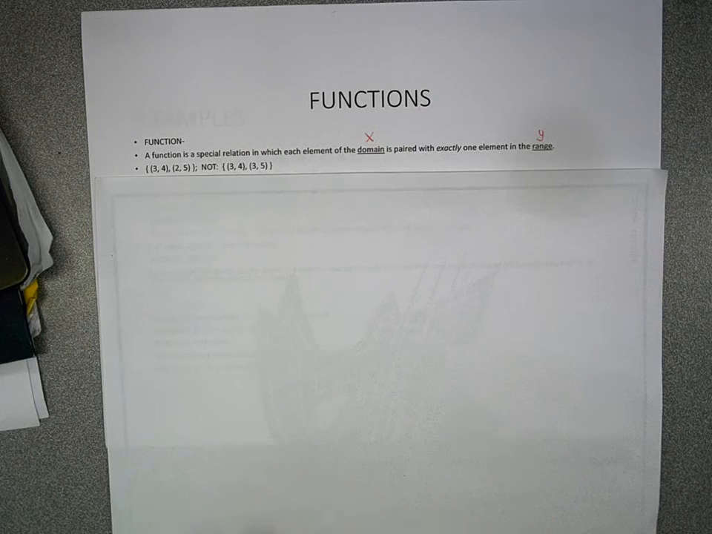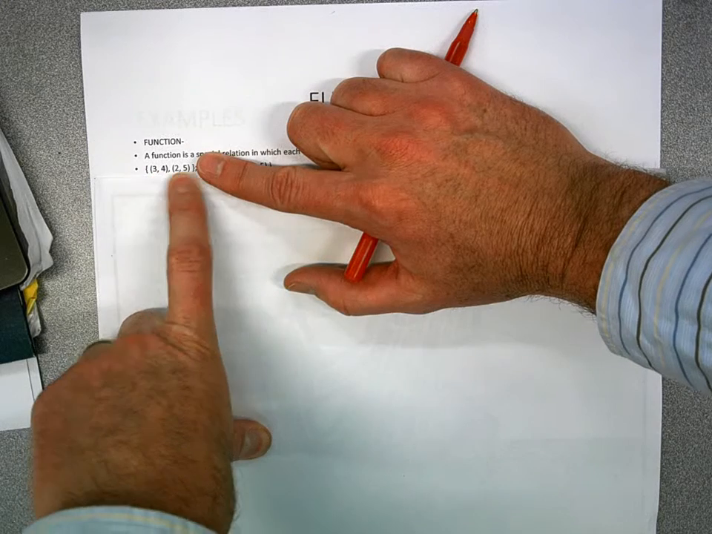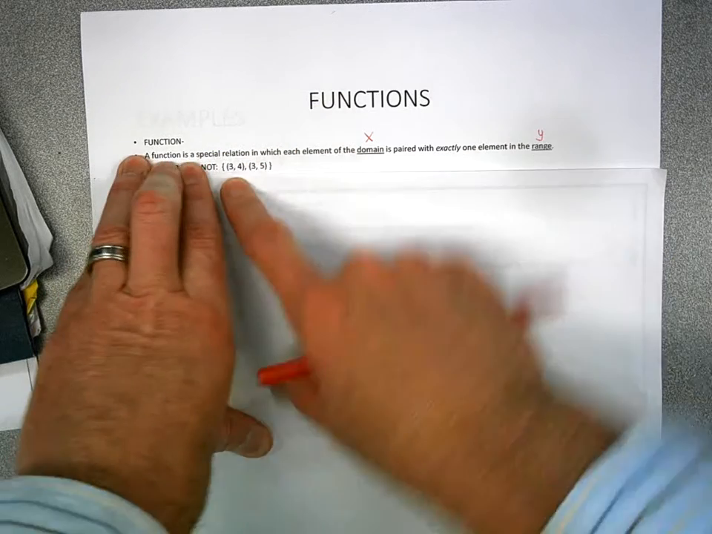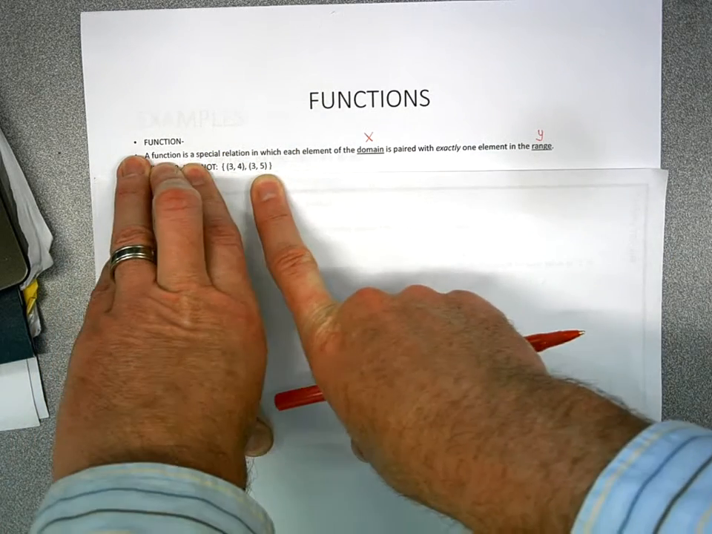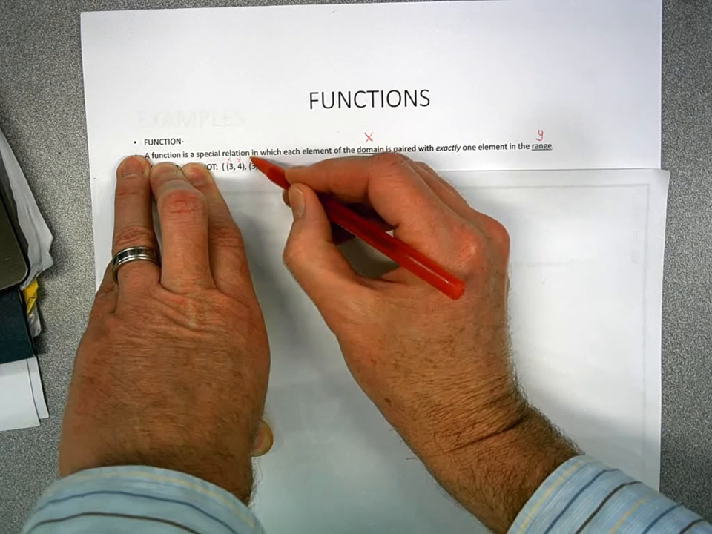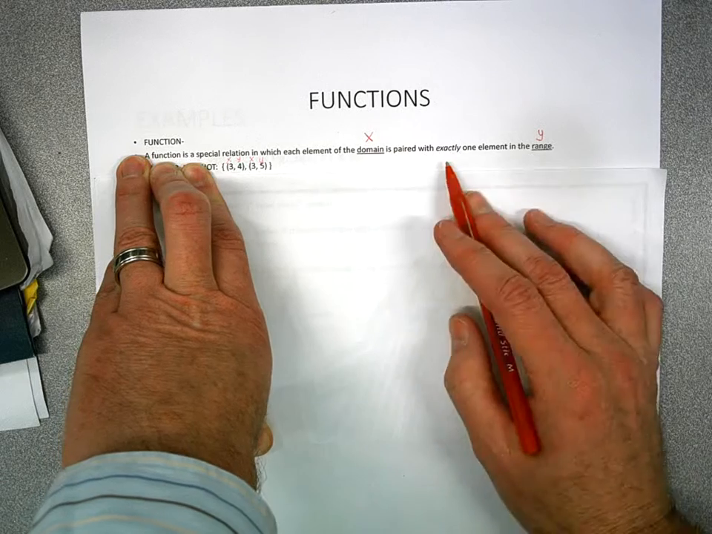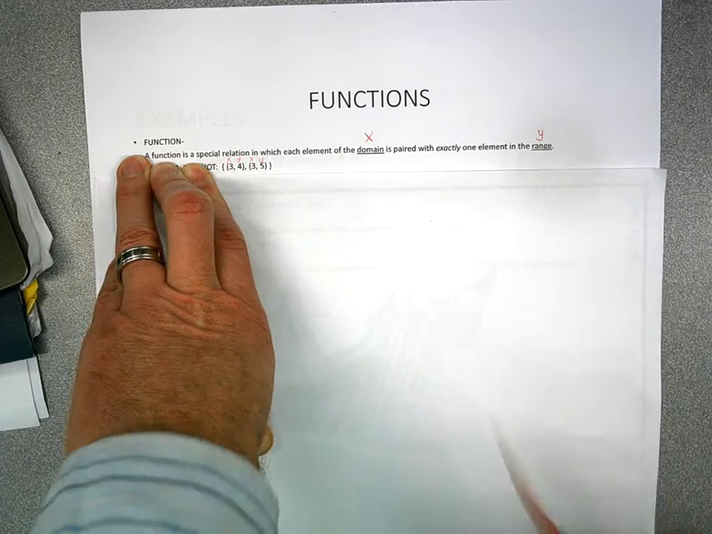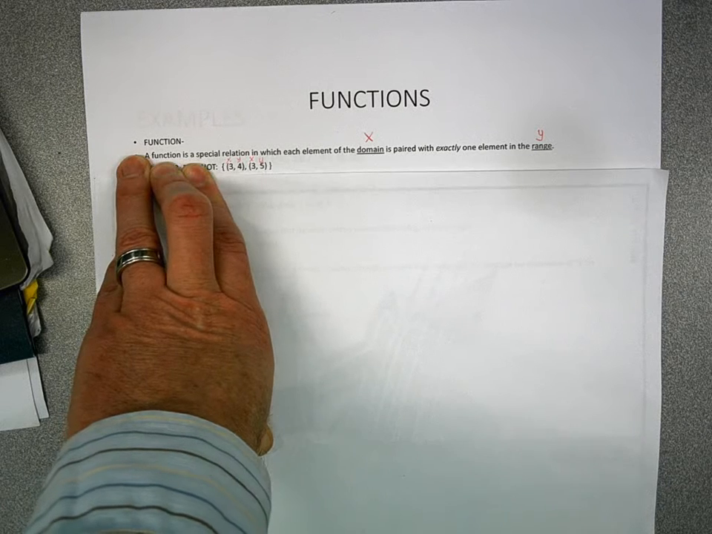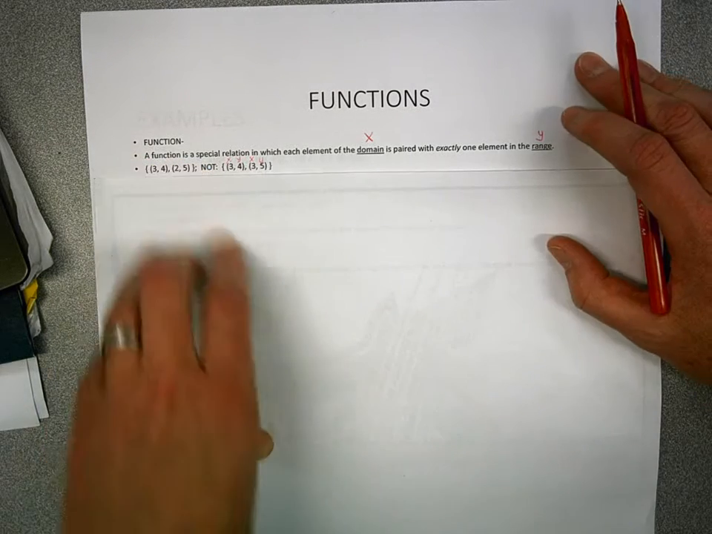For example, if you have a set of ordered pairs like (3, 4), (2, 5), that would be a function. However, (3, 4) and (3, 5) is not. Because if you take a look, here's your x, here's your y. Here's your same x, there's a different y. That would mean there's not exactly one element in the range. There's two, and that wouldn't be what's called a function. Now there are a lot of different ways to look at that, and we're going to be talking about that in this lesson.